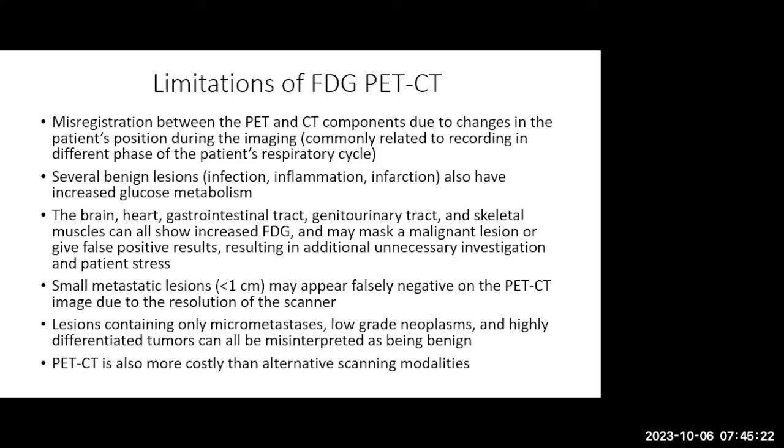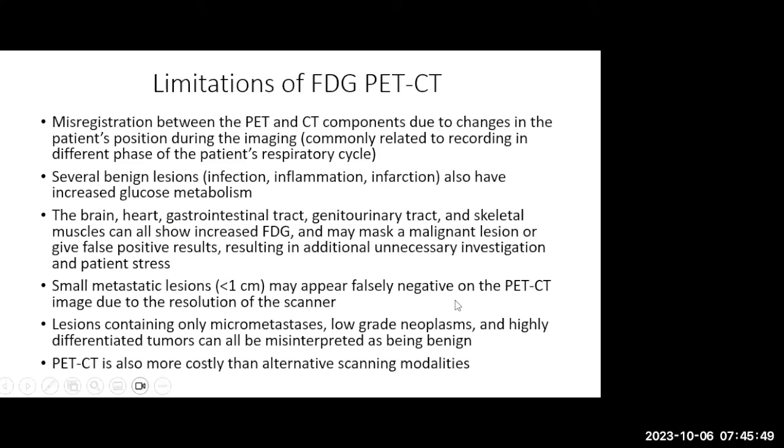So there might be misregistration in the lung bases or the dome of the liver. Some benign lesions, as I have reiterated, can also show increased metabolism. The brain, heart, myocardium, GI and GU tract, as well as the skeleton and skeletal muscles can show increased uptake, and they may mask a malignant lesion if there is one and may obscure it.